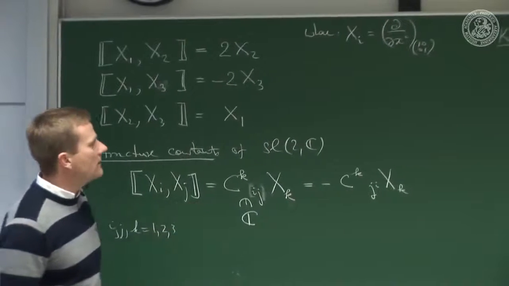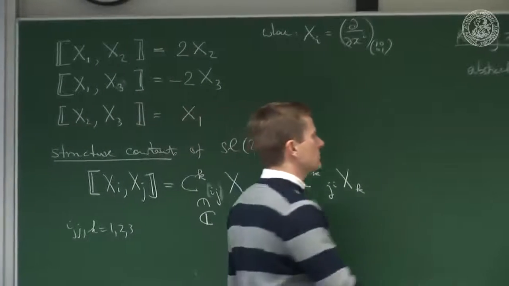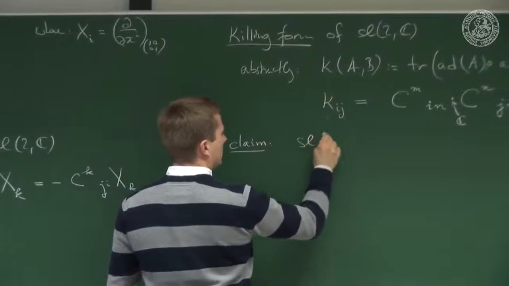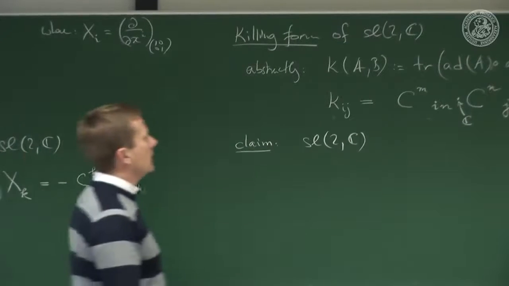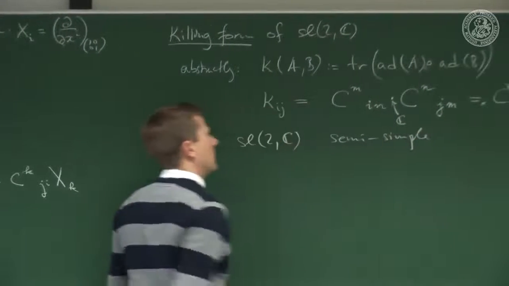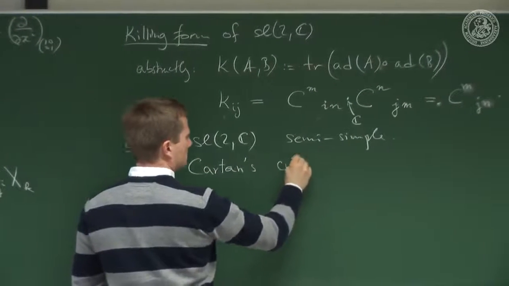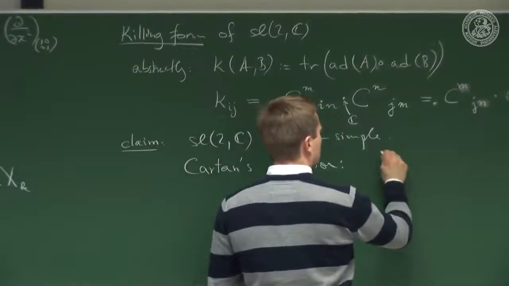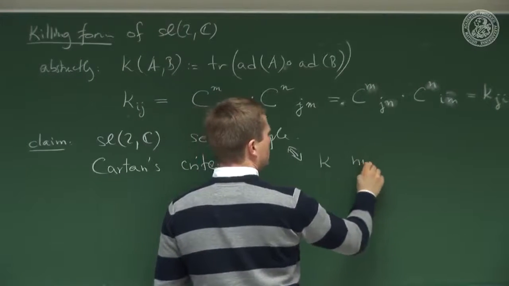We indicated this before. Now, why are we interested in the killing form of a Lie algebra? Well, one thing you can decide is the semi-simplicity of the Lie algebra. And in fact, the claim is that SL2, C, our relativistic spin algebra, is semi-simple as a Lie algebra. Now, how do we check this? Well, we apply Cartan's criterion, and that is equivalent to the killing form being non-degenerate.